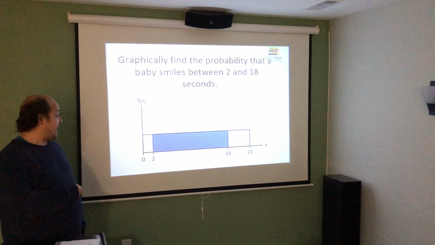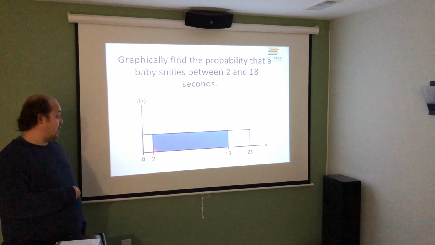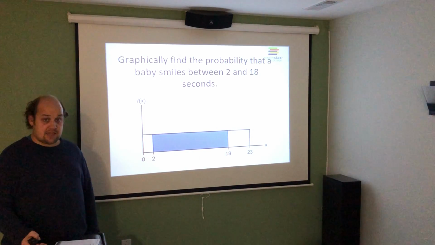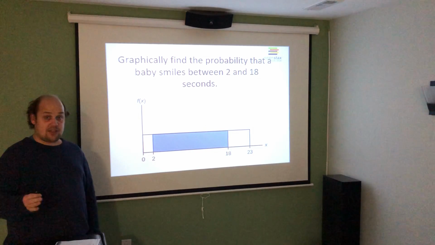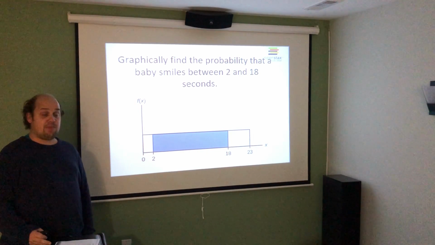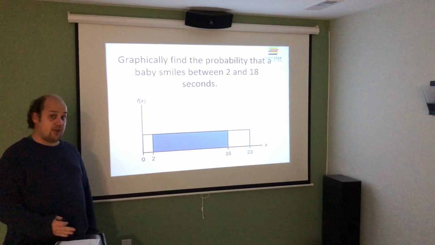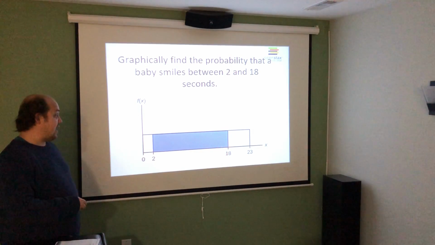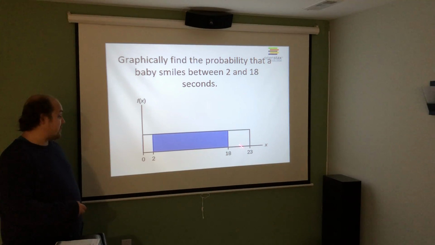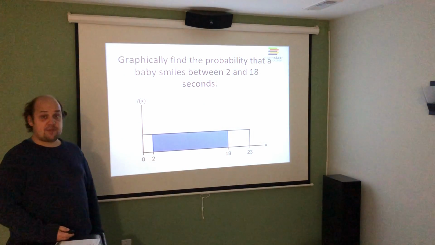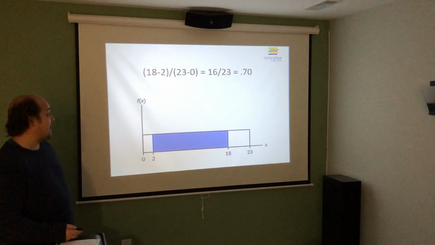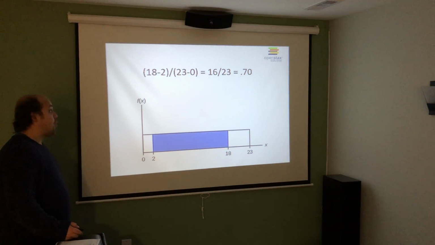So here when we have 0 to 23 and we're looking for between 2 and 18, we look at the top of the fraction being the shaded area, end point to starting point, the bottom of the fraction being the whole box, end point to starting point. So shaded area is 18 minus 2, which gives me 16. Whole box is 23 minus 0, which gives me 23. I then have 16 divided by 23, which I can get as a decimal answer of 0.70.